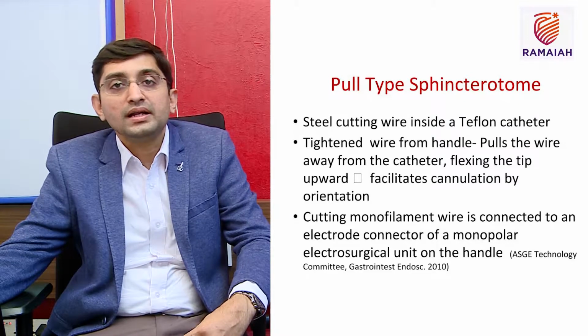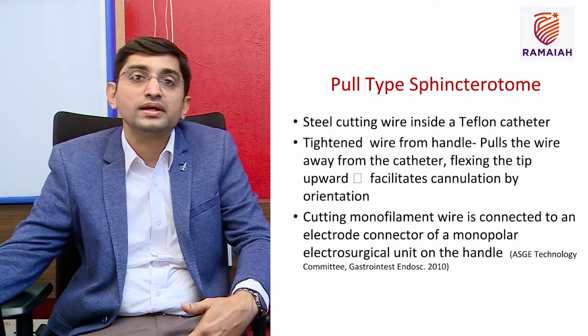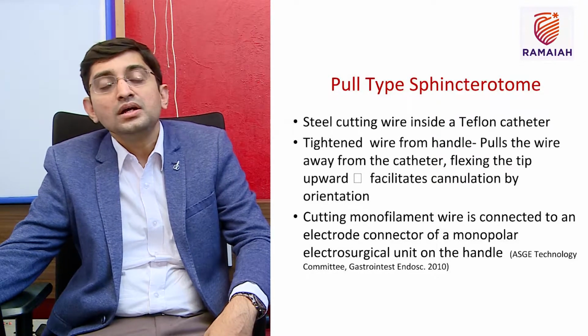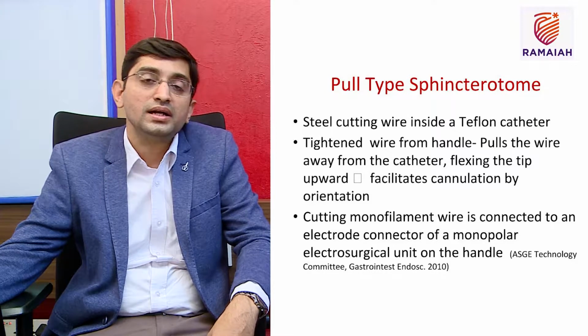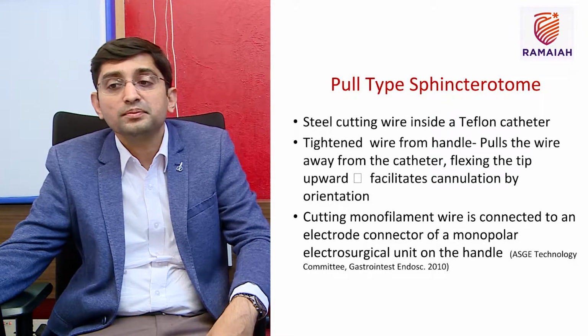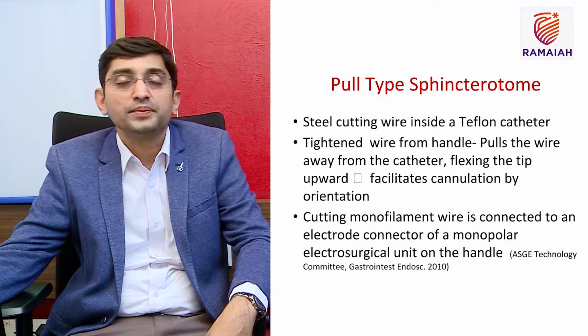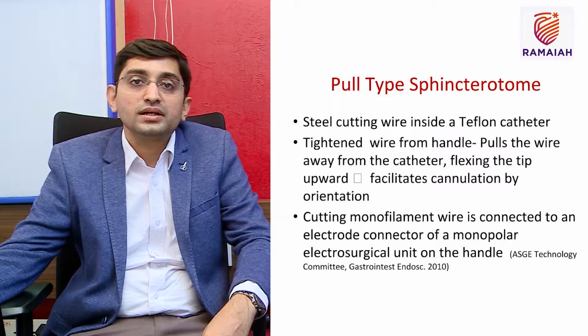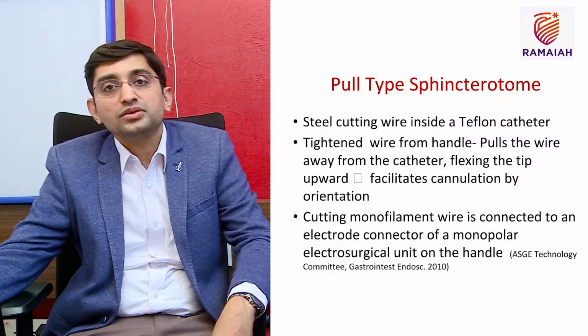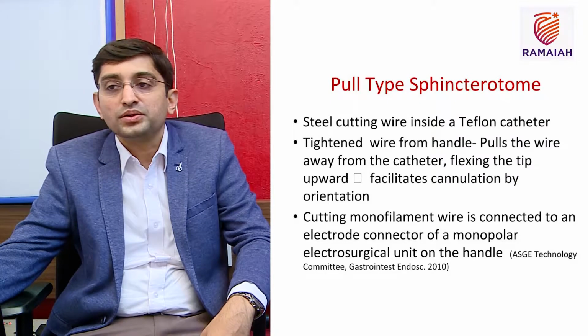Whenever the handle is tightened, the cutting wire is moved away from the Teflon catheter, which helps in facilitating cannulation of the bile duct as well as cutting the bile duct sphincter. It is a monofilament wire, connected to the electrode at the tip of the handle, which is connected to the monopolar electrosurgical unit.